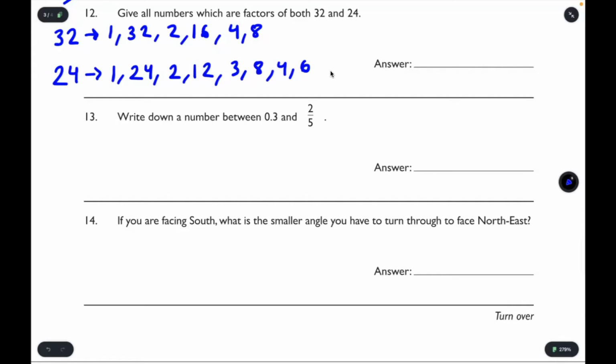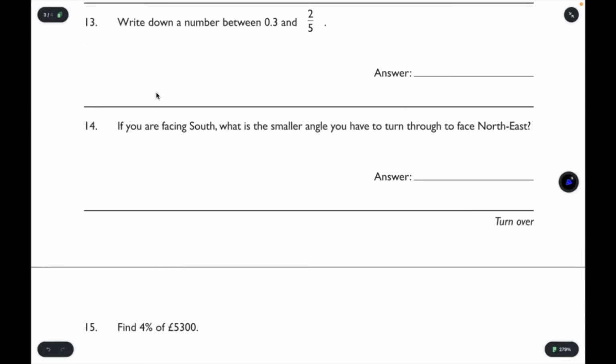Now we just need to see which numbers appear in both lists. 1, 2, 4, and 8 appear in both lists. The rest of them only appear in one, but not the other. So 1, 2, 4, and 8.